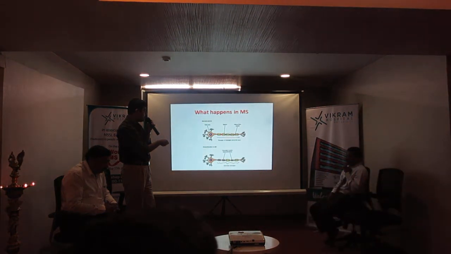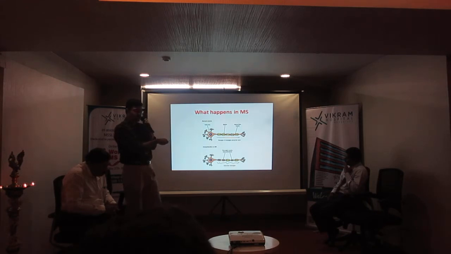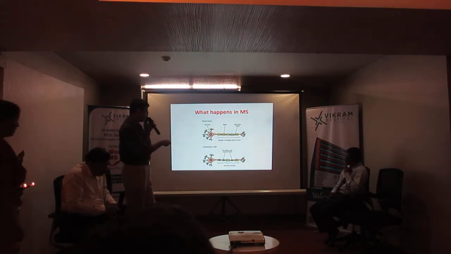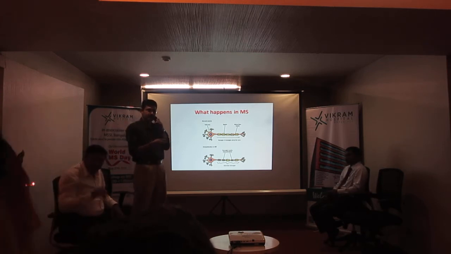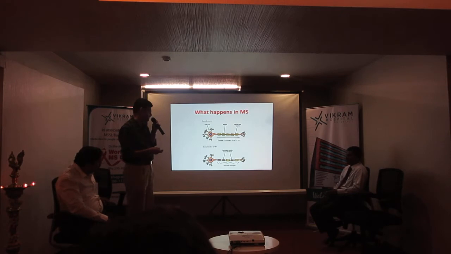It's because the electrical impulses jump from one node to the next. These areas in between these myelin particles are called the nodes of Ranvier. And the electrical impulses jump from one to the other, and as a result, the whole process gets sped up.